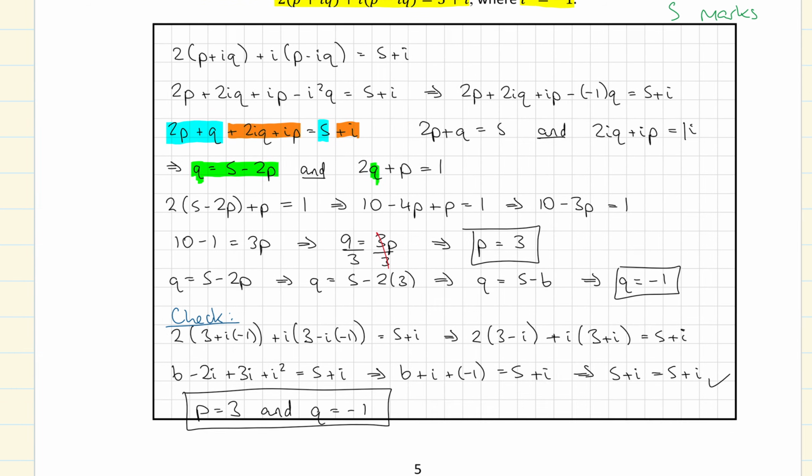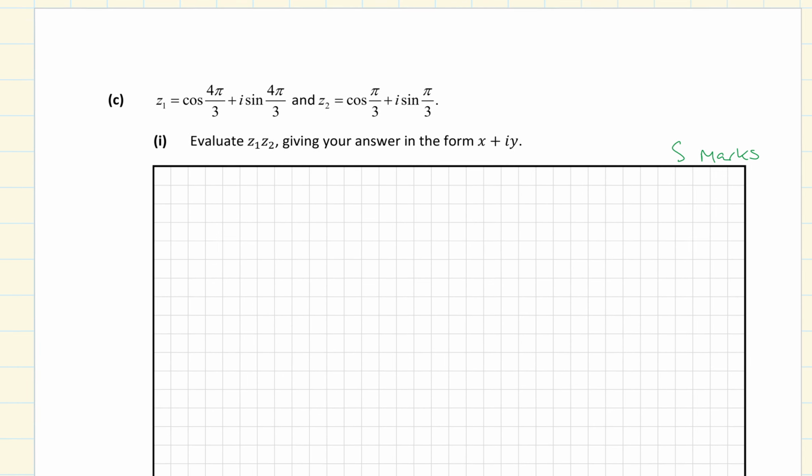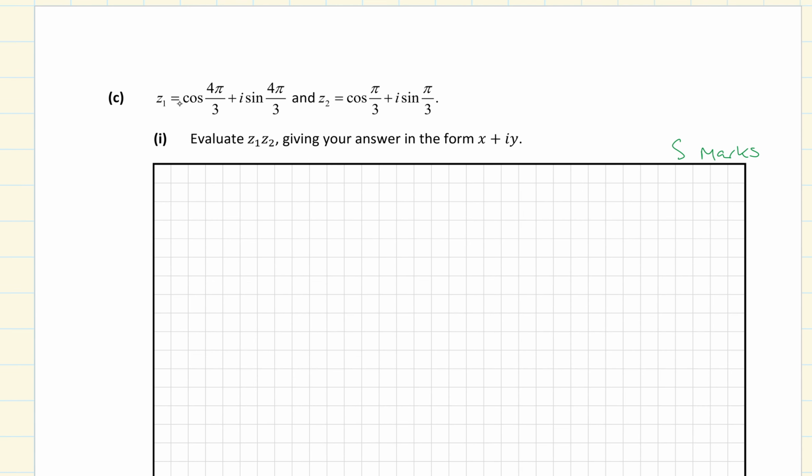Pretty straightforward. Okay, part C now, 5 marks again. We're being given Z1, it's in polar form, and Z2, also in polar form. They want us to evaluate Z1 multiplied by Z2, and then they tell us the answer must be in rectangular form.